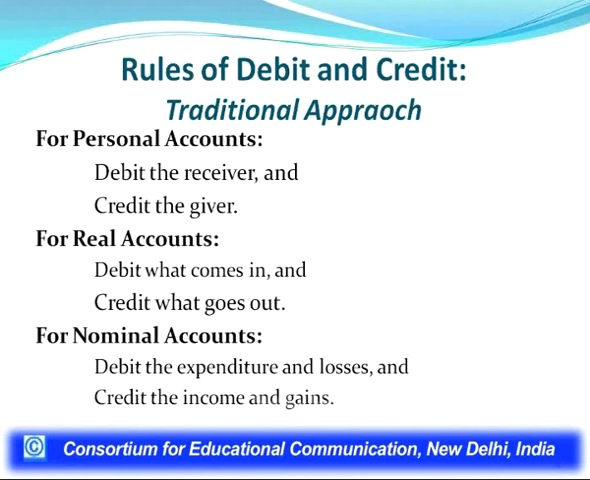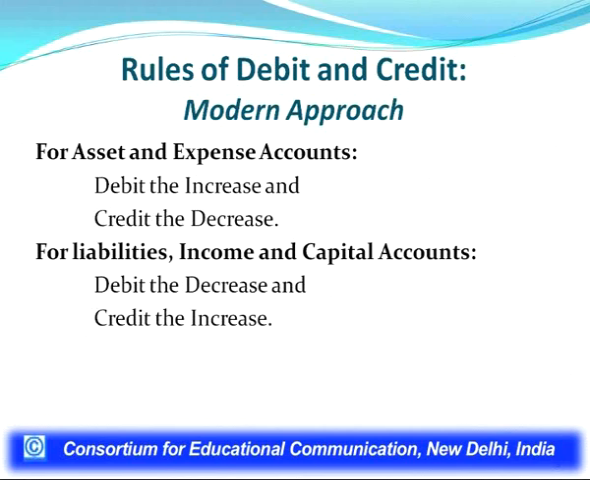Then nominal accounts. Nominal accounts include the accounts of income and expenses, incomes and gains also, and expenses and losses also. The rules are: debit the expenses and losses and credit the incomes and gains. Many people call them the golden rules of debit and credit because they are evergreen, no change, no exception. So, why is the account considered simple? Because there are only 3 rules which you could apply for recording the business transactions. Now, there is another approach for rules of debit and credit which we are explaining today.